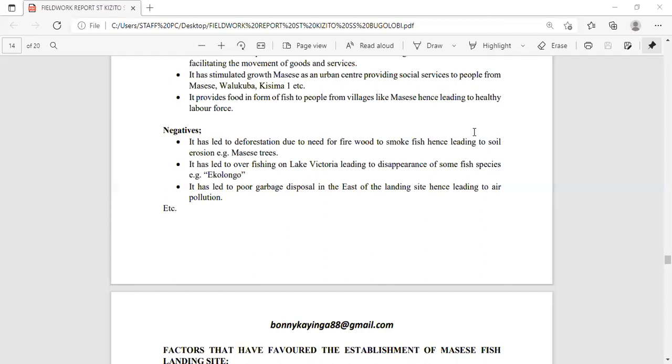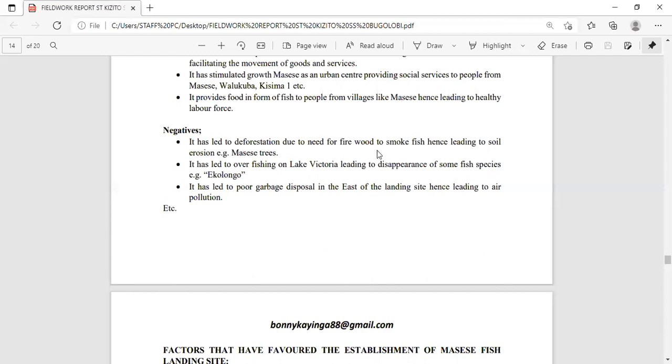Lastly, what is the tool used in the method called map orientation? A base map. Good. Okay, let us now leave that part.